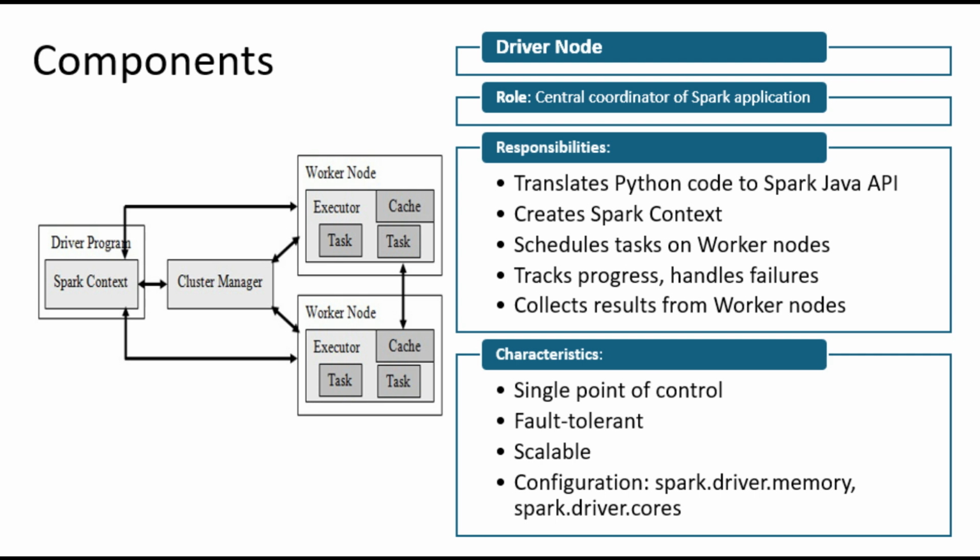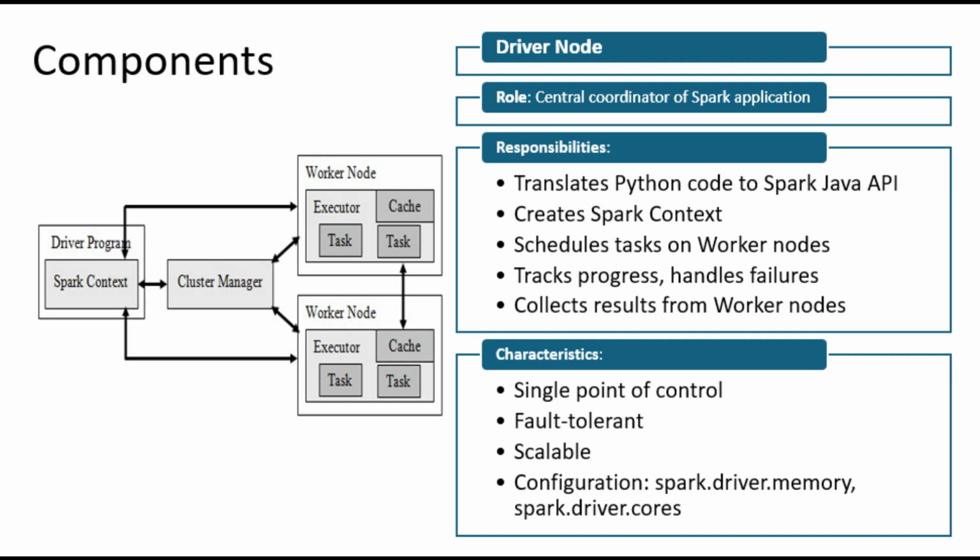PySpark driver node. It is the brain behind distributed computing. The driver node is the central component of PySpark's architecture, responsible for 1. Code translation. It translates user code into executable tasks. 2. Spark context creation. It creates and manages Spark context. 3. Resource allocation. It requests resources from Cluster Manager. 4. Task scheduling. Schedules tasks on worker nodes. 5. Result retrieval. Collects results from worker nodes.